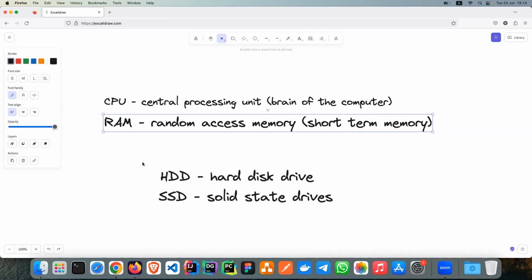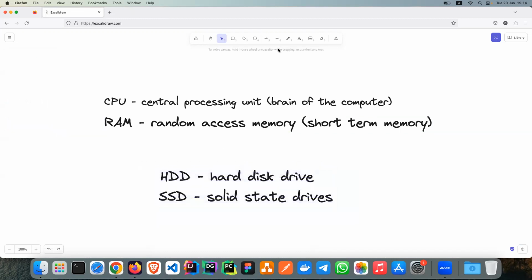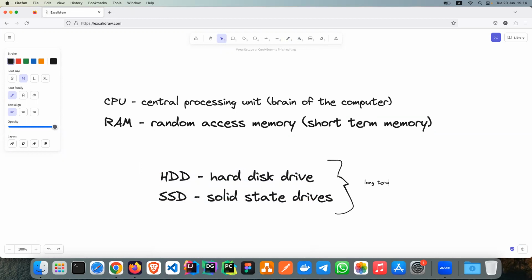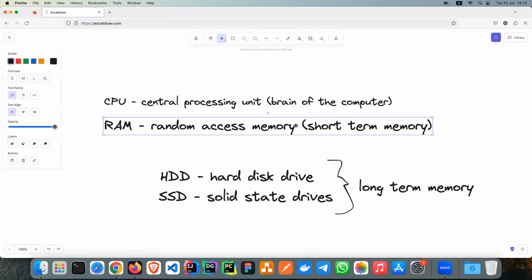So these ones are long-term memories. So we have short-term memory as RAM.